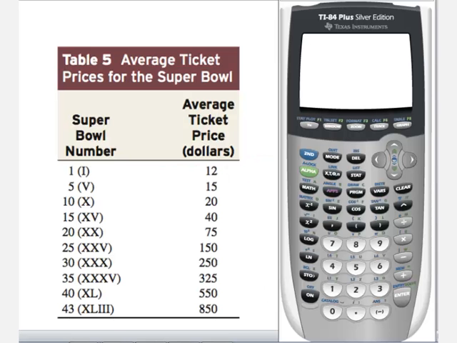In this video, we're going to graph a scattergram using the TI-83 or 84 calculator. We'll begin with the average ticket price for a Super Bowl example. So here we have the Super Bowl number, and here we have the corresponding average ticket price, and the units are dollars. So we want to see what kind of relationship exists between these two variables.